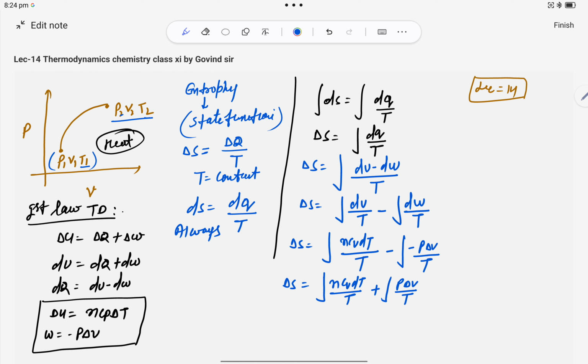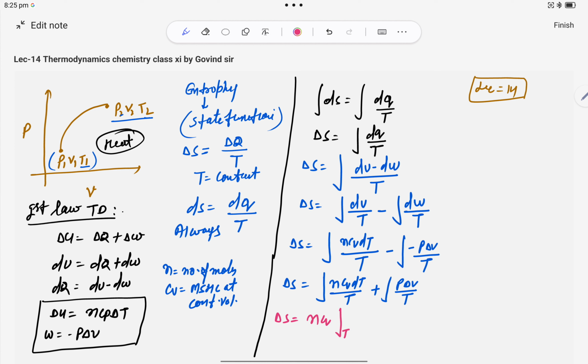Delta S. See here one more thing. n is what, children? Number of moles. And CV is what? Molar specific heat capacity at constant volume. Molar heat capacity at constant volume. So here this value delta S is equal to nCV comes out.